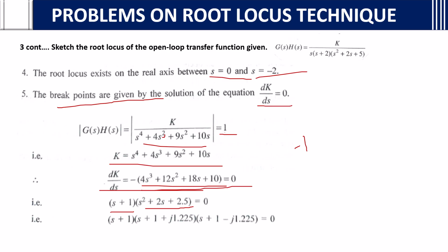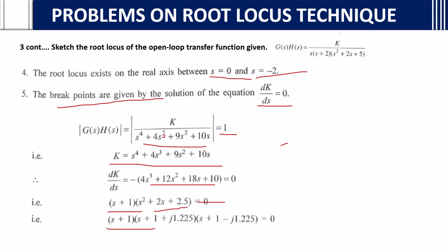Like this problems also I have done in the module 4, how to calculate a factor. See, if you substitute s is equals to minus 1, then the equation becomes 0. Means s is equals to minus 1 is one of the factor, that is nothing but s plus 1. So when you divide this 4s cube plus 12s square by s plus 1, you will get the quotient, that is s square plus 2s plus 2.5. So when you multiply these two, what you will get? Again this only. So like this you will find.